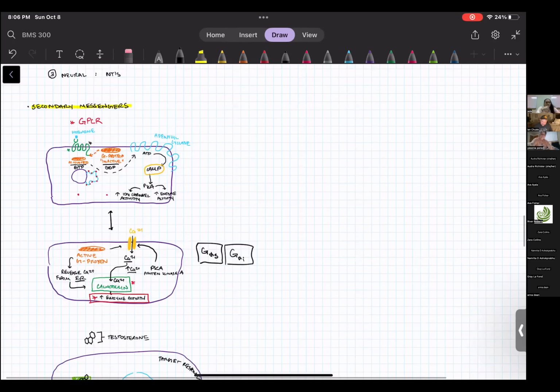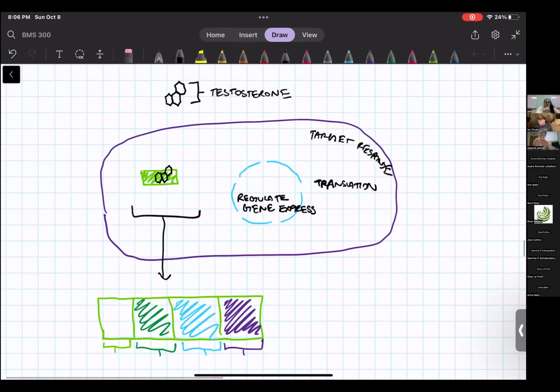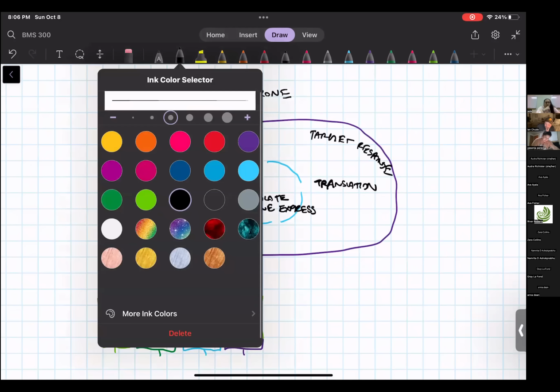Cool. If we feel good about that, I want to keep moving so I can try to get to as much neuro.